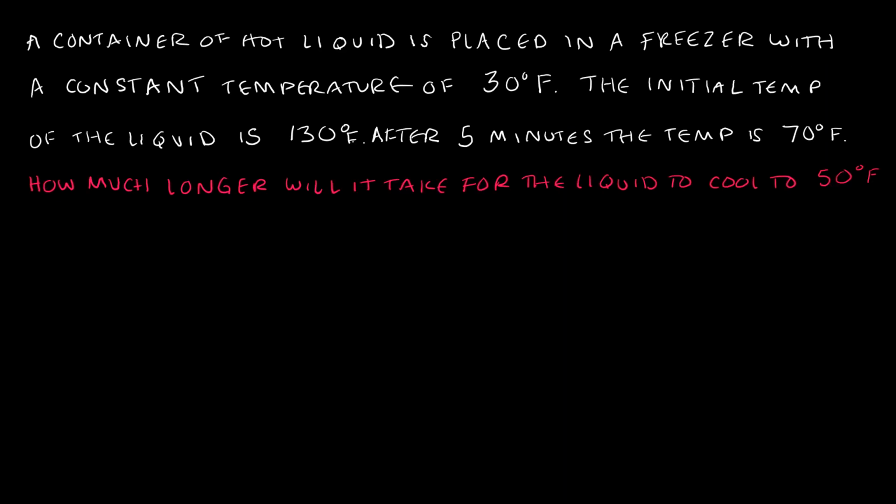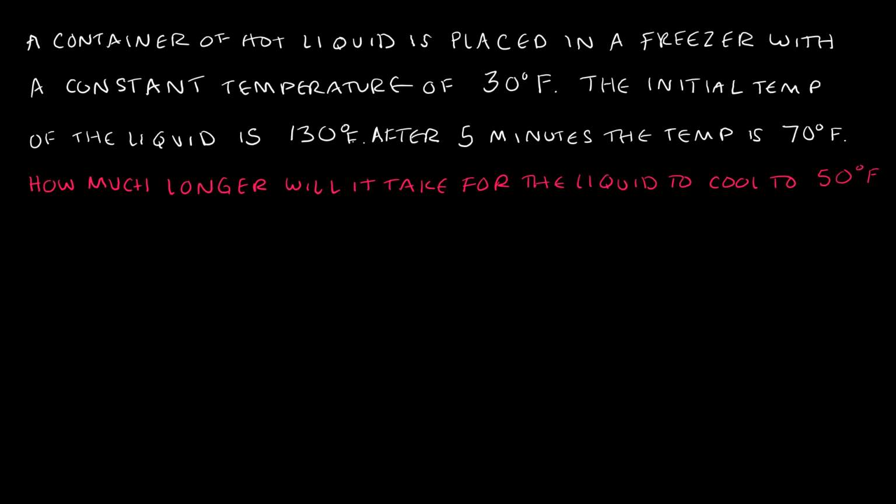Let's look at one last question together dealing with Newton's law of cooling. So we have a container of hot liquid placed in a freezer with a constant temperature of 30 degrees Fahrenheit. The initial temperature of the liquid is 130 degrees Fahrenheit. After 5 minutes, the temperature is 70 degrees.